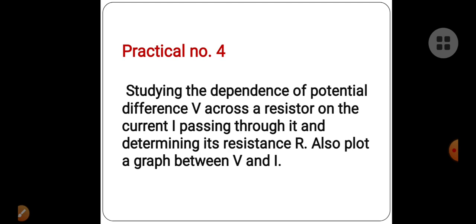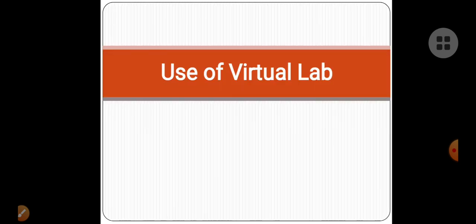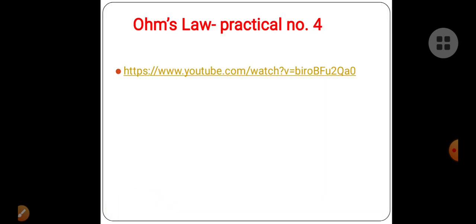Now, practical number 4, that is studying the dependence of potential difference V across a resistor on the current I passing through it and determining its resistance R. Also plot a graph between V and I. For this practical, we need a lot of apparatus which I think cannot be available at home. That is why we can take help of this virtual lab. In the virtual lab, you can experience that practical by watching these videos.